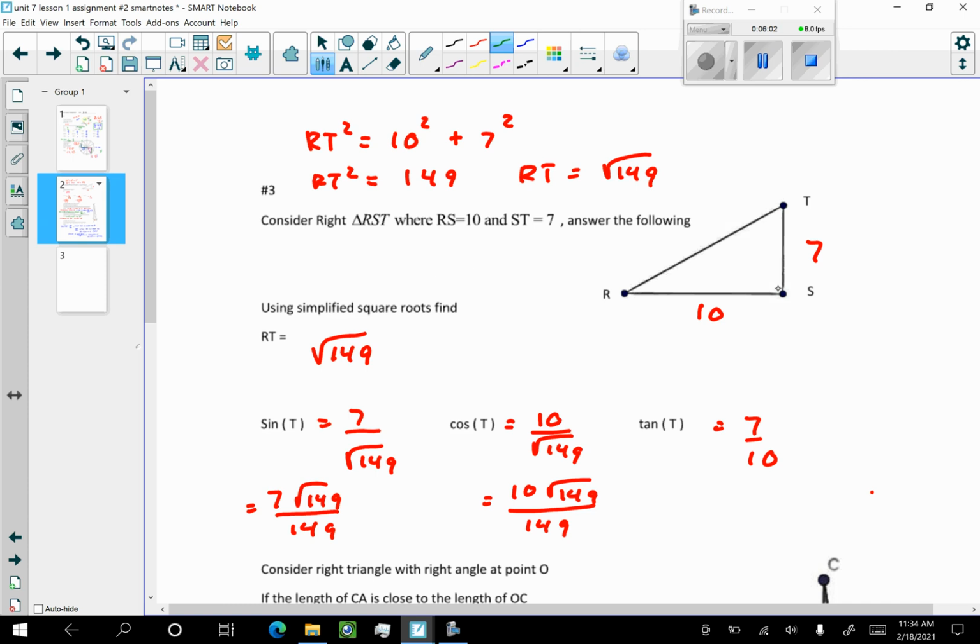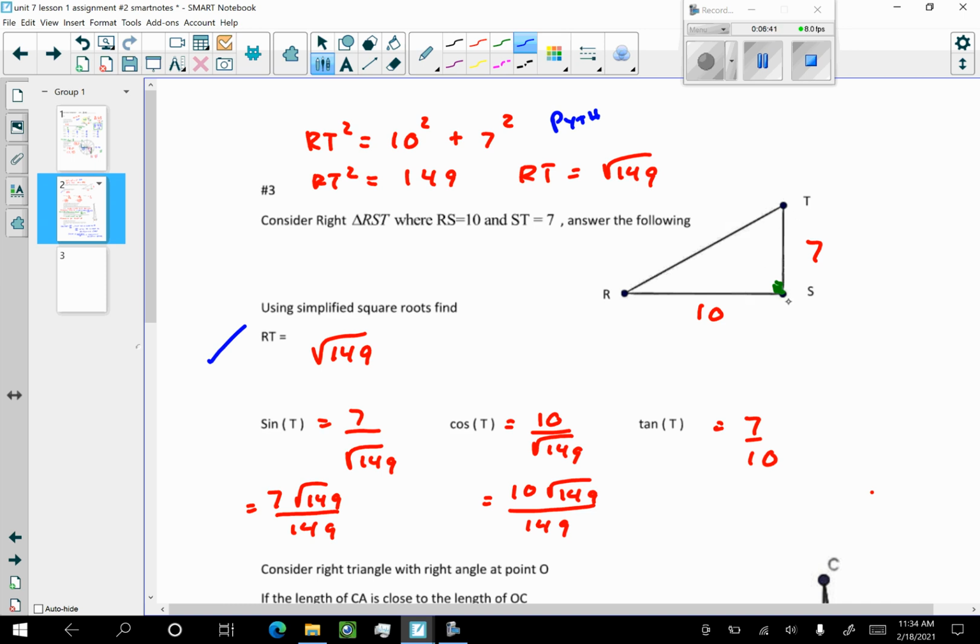I have another right triangle where ST is 7 and RS is 10. I'm going to use the Pythagorean theorem this time because this is not a special right triangle. This is just a right triangle. So I'm going to have to use the Pythagorean theorem as I did to find the length of RT, and RT is going to be the square root of 149. The square root of 149 does not simplify, so it is already a simplified square root. Found RT.